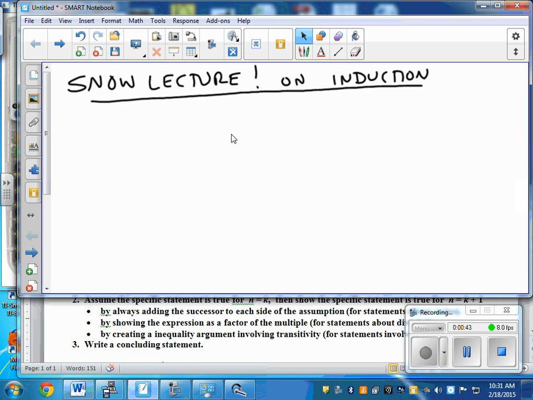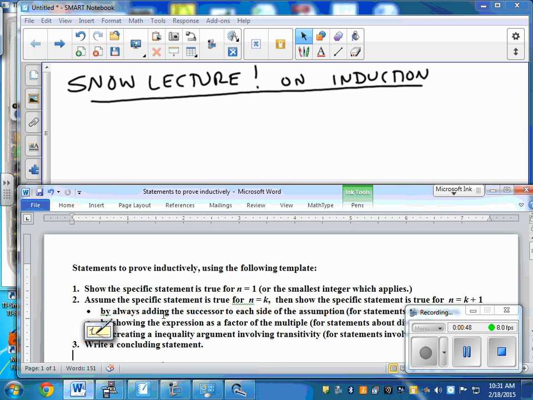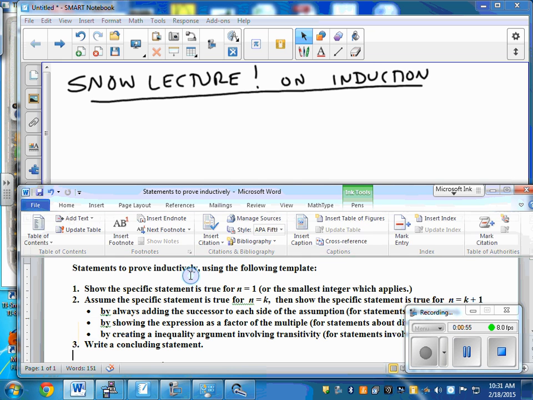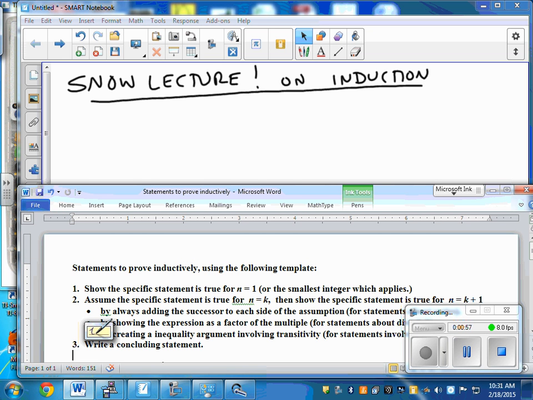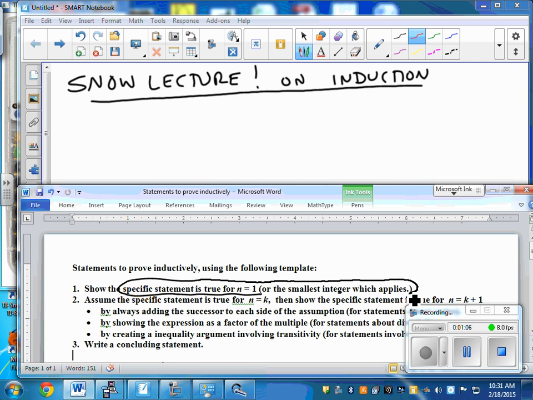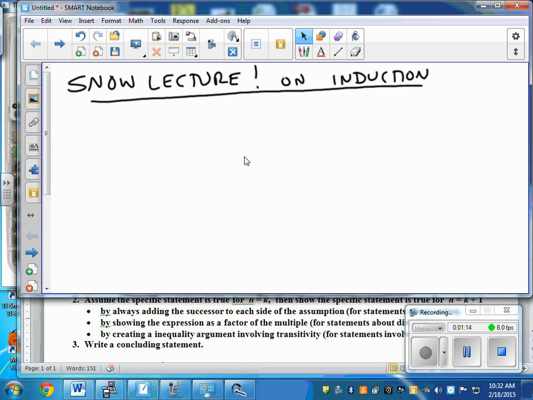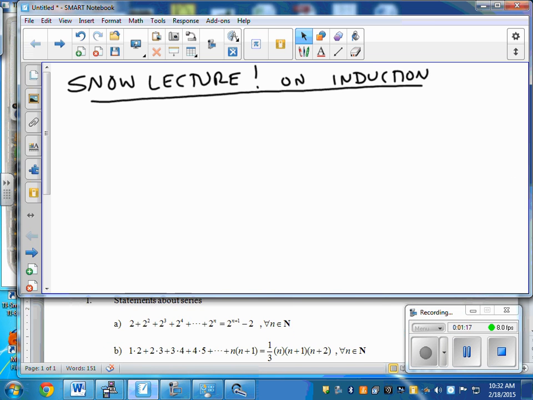Okay, so we've done a number of examples where we proved statements using arithmetic series, and in every case we want to follow this template. Start by showing the specific statement is true for n equal to 1. In some cases it may not be 1, it might be some other integer, but that's the first thing you need to do. I want to go through various types of statements to show how that plays out. Here's a statement about series.